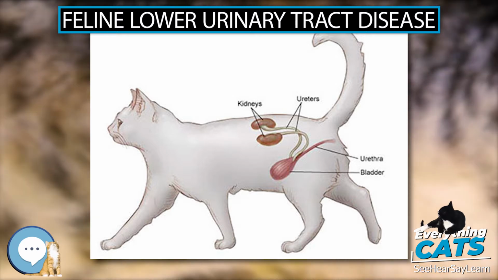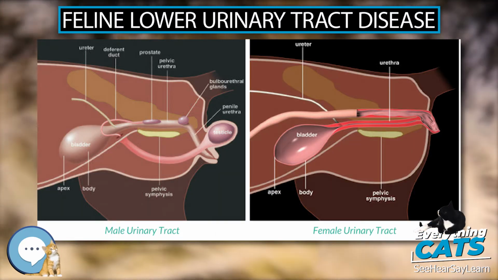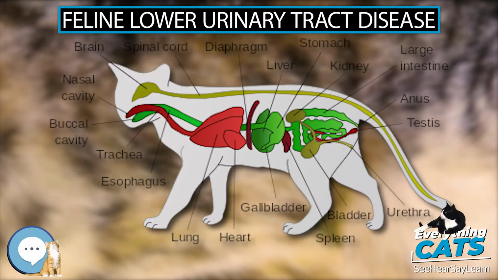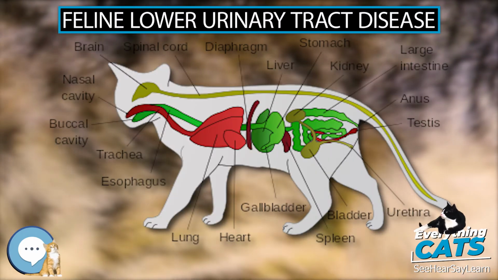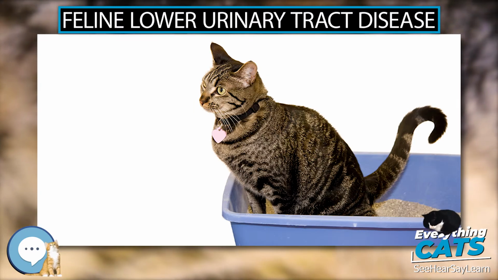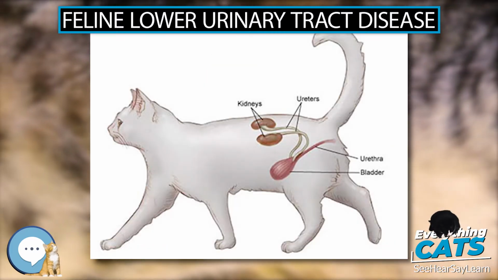It may present as any of a variety of problems. FLUTD is a common disease in adult cats, affecting from 0.5% to 1% of the population. It affects cats of both sexes. Males are more prone to problems related to crystals or plugs causing obstructions due to their long, narrow urethra.